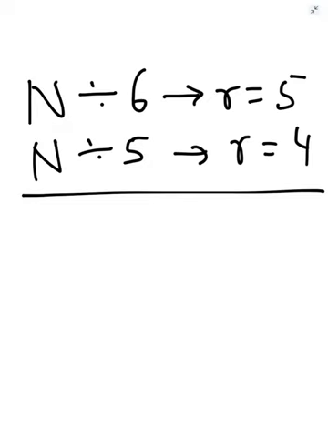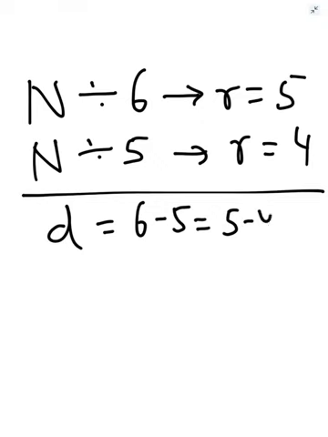But what is the same or constant thing in both these cases? It is the difference, 6 minus 5 or 5 minus 4, equal to 1. So this is the constant difference. The difference of divisor and remainder in each case is 1.